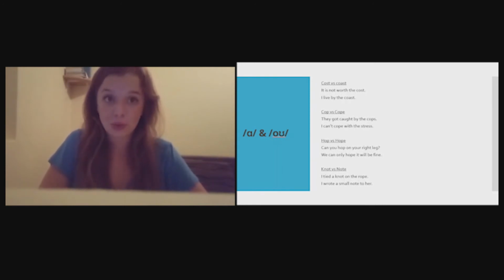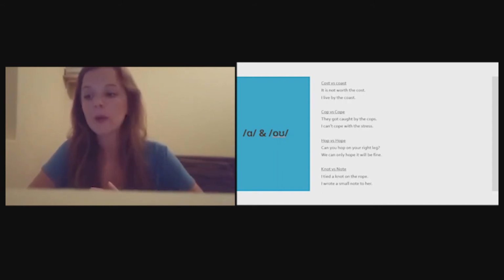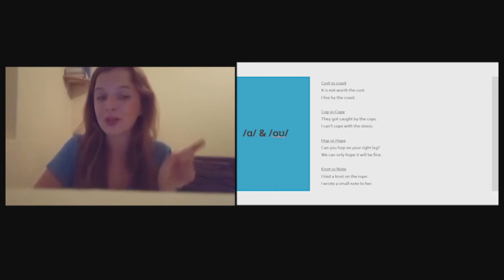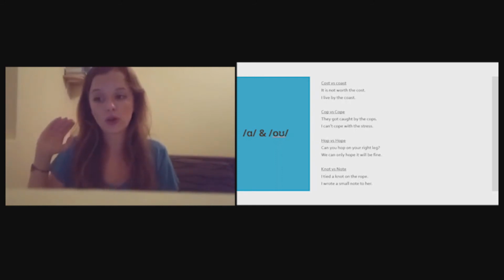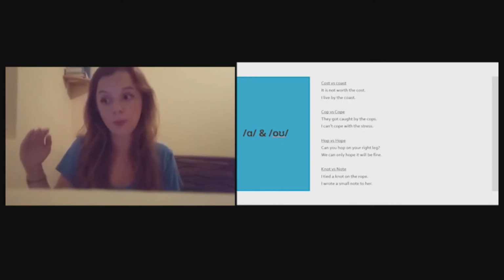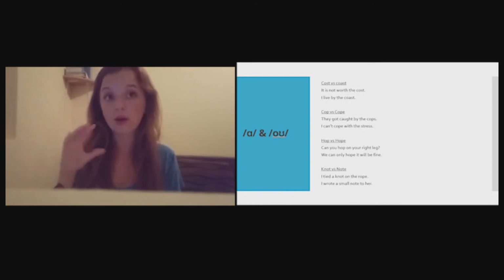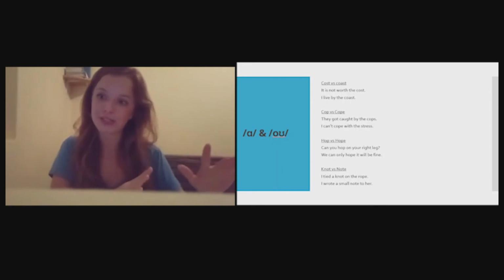Knot versus note. I tied the knot on the rope, but I wrote a small note. I wrote a thank you note to her. So: cost, cop, hop, knot, like up, a very short sound. And then coast, cope, hope, and note, longer sounds.